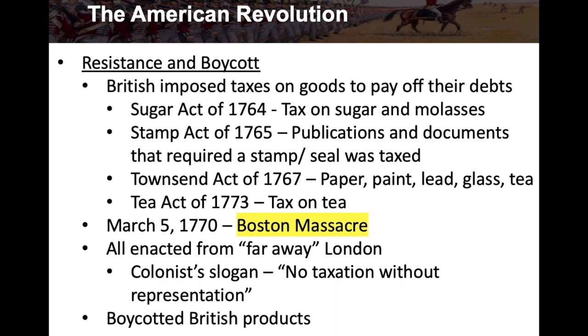The British imposed these taxes on goods to pay off these debts, and there's a short list there. It's important that you know these, some of the taxes that they had to pay. Well, the first one is the Sugar Act of 1764. And that was a tax on sugar and molasses.